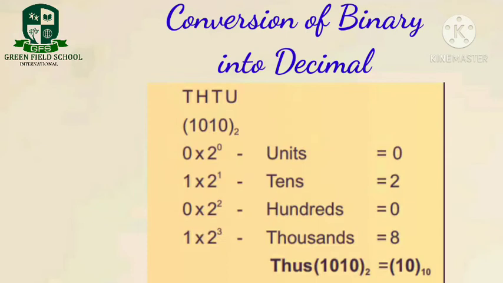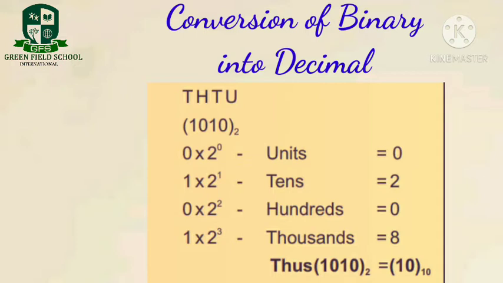Now let us convert a binary number into a decimal number. Here I am taking the binary number 1010, and I need to convert it into a decimal number. I multiply each binary digit by 2, with the power 0 for the unit position, starting the multiplication from the extreme right digit. What is the extreme right digit? 0. So 0 into 2 power 0, because this 0 is in the 1's place, and that is equal to 0.